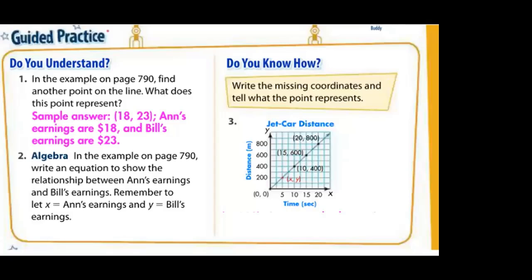So if we form the equation here, I'm asking for Y, the earnings of Bill. It will be Anne plus 5. So we represented Anne by X. So Y will equal X plus 5. The equation here will be Y equals X plus 5. Have the answer and be ready for number 3.